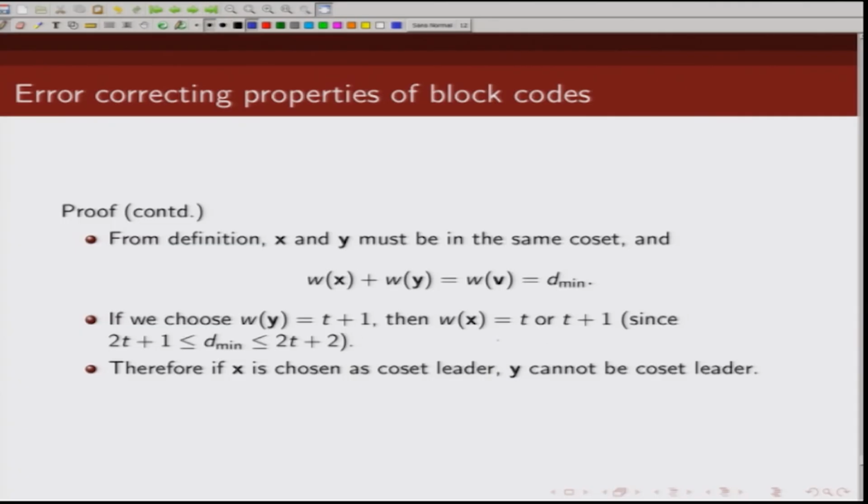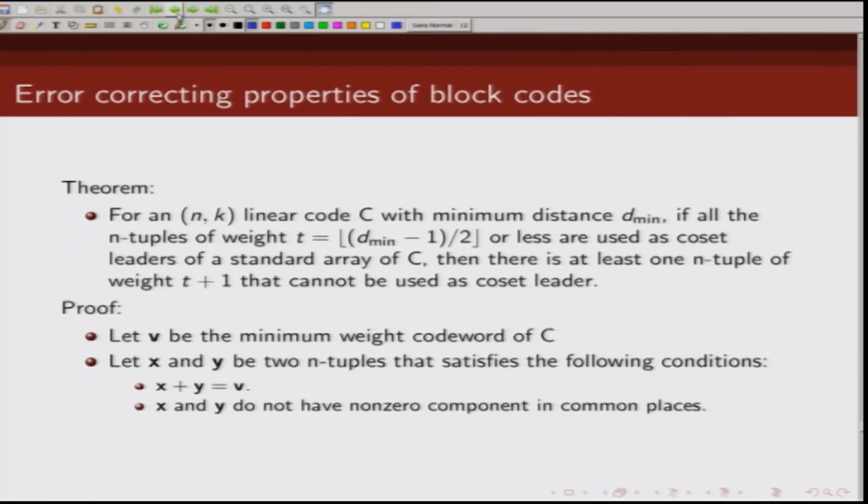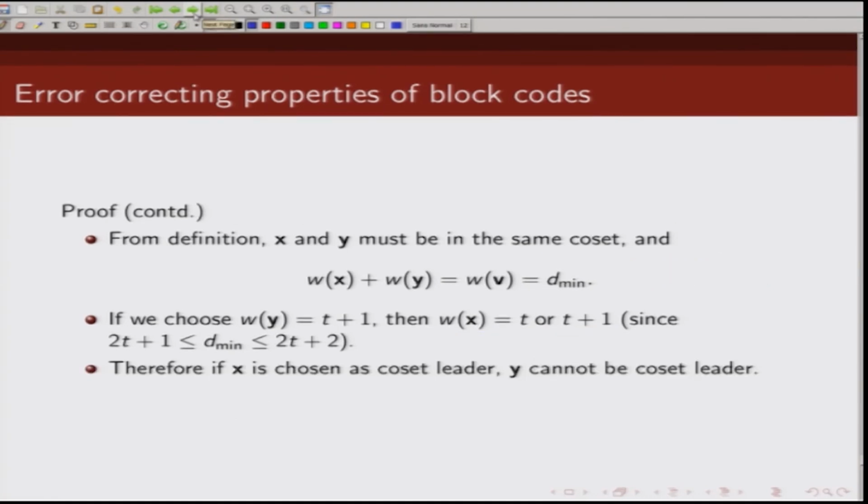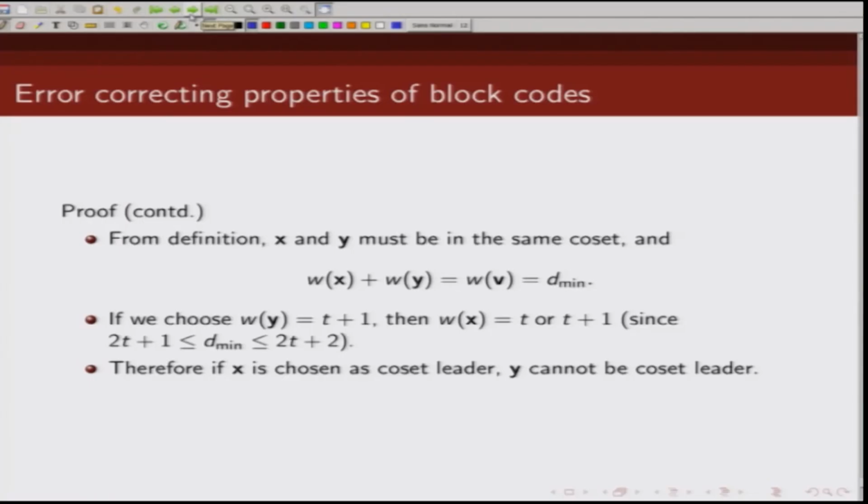You can see, because x and y are in the same coset and the weight of x is t or t plus 1, whereas the weight of y is t plus 1. So, I will choose x as my coset leader, and if I choose x as my coset leader, then I cannot choose y as my coset leader, which proves my result, which says that if all n-tuples of weight t or less are used as coset leaders, then there exists at least one error pattern of weight t plus 1 which cannot be used as a coset leader. And if this error pattern of weight t plus 1 cannot be put as a coset leader, then this is not a correctable error pattern. So, with this I will conclude my lecture on random error correcting and random error detecting properties of block codes. Thank you.